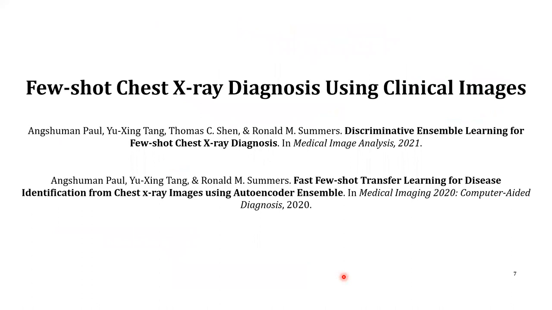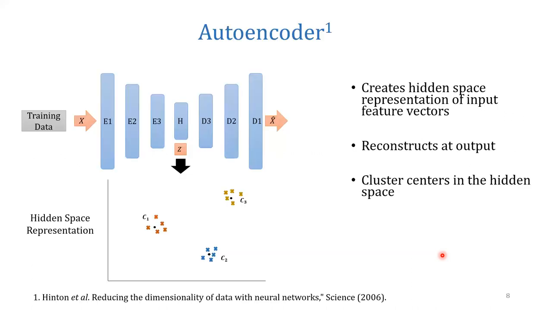We proposed two methods for chest X-ray diagnosis using an autoencoder ensemble, and these methods make use of standard clinical images for their training. The first method is called discriminative ensemble learning for few-shot chest X-ray diagnosis, which was published in Medical Image Analysis a few months ago, and its preliminary version was published in Medical Imaging 2020. Both of these methods make use of an autoencoder ensemble.